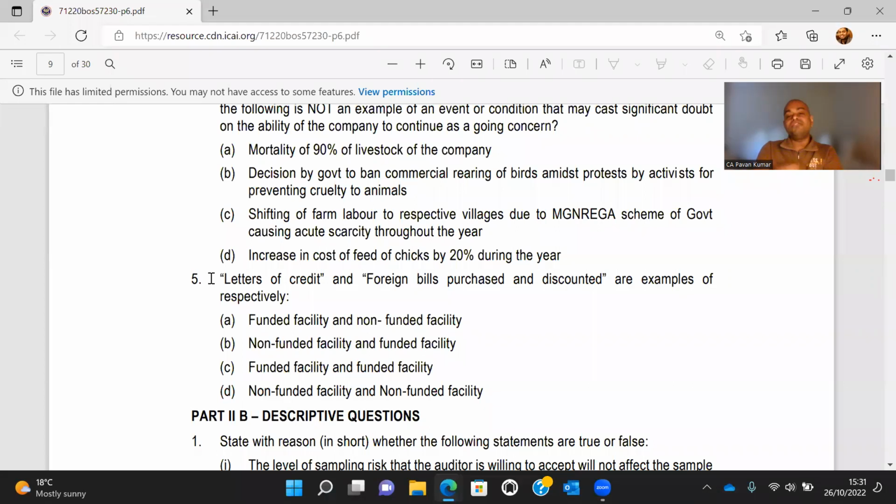Excellent. Correct. In funded facility, the bank will give you cash in terms of loan, you know, but non-funded facility is something like a bank guarantee. Funds are not involved. Guarantees, letter of credit, letter of guarantee, and these kind of stuff. Fund is not involved. It is a non-fund facility. Now tell me, sanction limit will be there for funded or non-funded facility also?